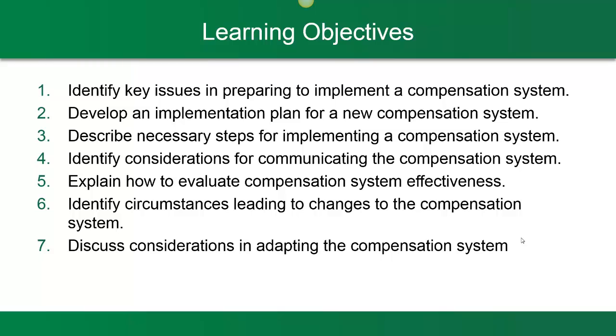You'll remember in previous chapters, we've always talked about the importance of communicating to employees, how important it is that they understand the system and how it's going to impact them. So we'll get down to some of the key considerations again in this chapter. We'll also explain how to evaluate the system effectiveness, and again we'll have to compare what we expected to happen, or what is happening I should say, with the objectives that we had in mind for the system. And we'll also have to identify circumstances leading to changes in the system, as well as any considerations in adapting the compensation system once it's been implemented.